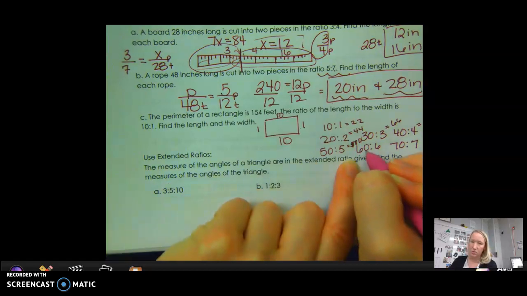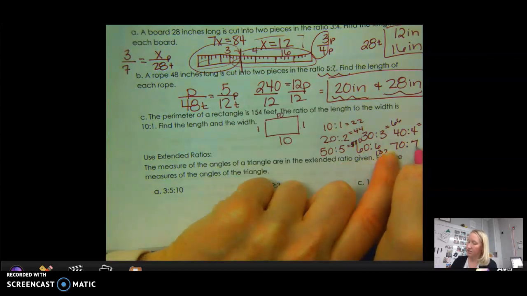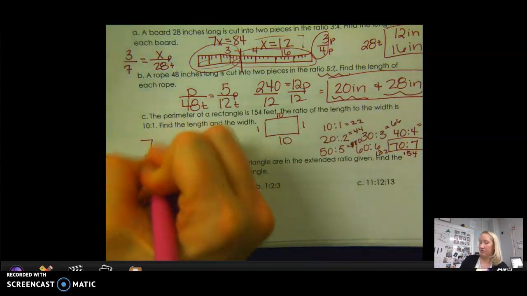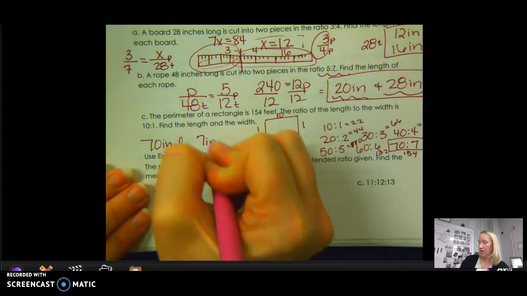This would be 60 and 60 is 120, 6 and 6 is 12, so 132. 70 and 70 is 140, 7 and 7 is 14, that'd be 154. So there is my length and my width: 70-inch length and 7-inch width.